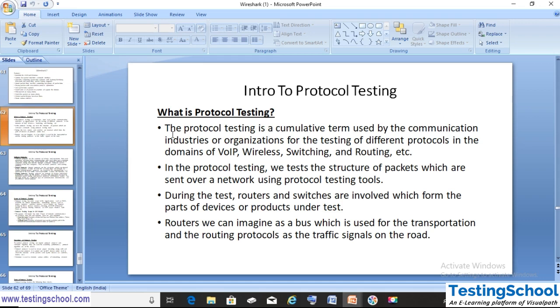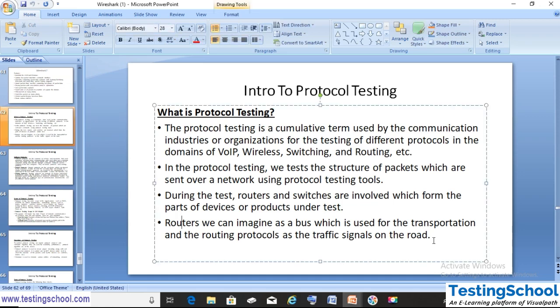We'll discuss the device under test in more detail. Now, we can imagine routers as a bus used for transportation, and the routing protocol as traffic signals. The bus will travel, but it has to follow the traffic signal. The traffic signal defines your rules: when you have to start, when you have to stop, when to take a right, and when to take a left.